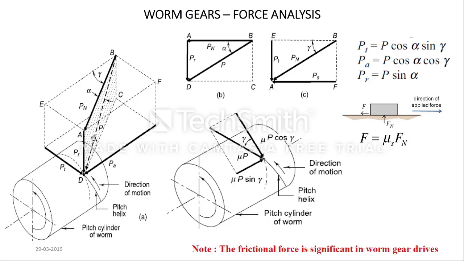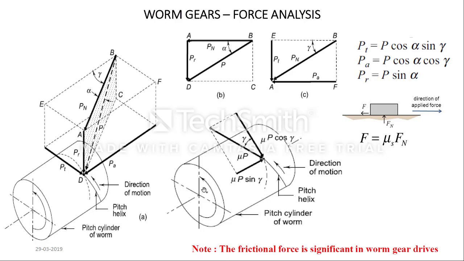Using these two triangles, which are drawn separately here, we can say that PT will be equal to P cos alpha sin gamma. Alpha is the pressure angle and gamma is the lead angle. So PT is like this, PA is like this, and PR is like this.